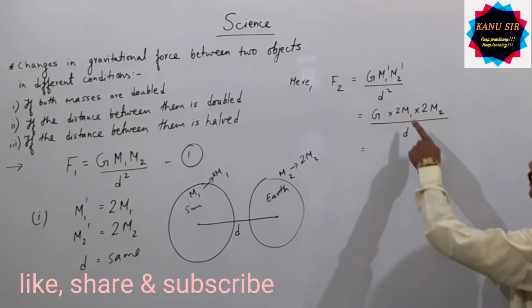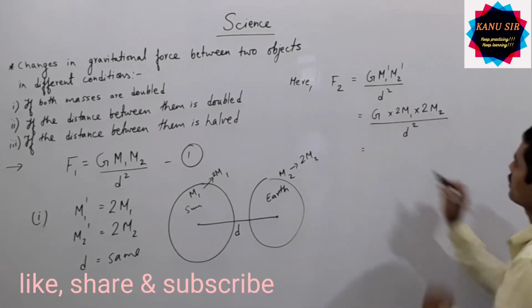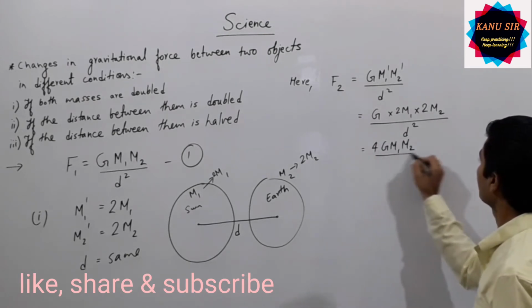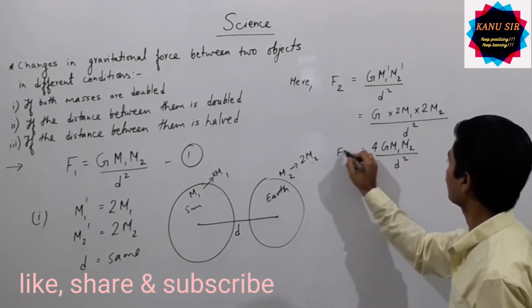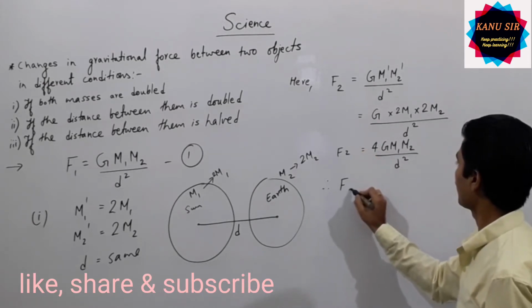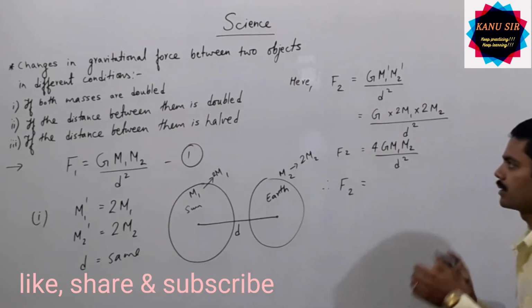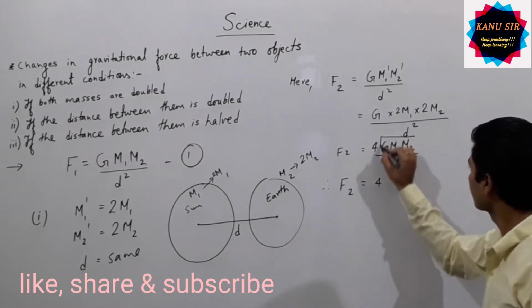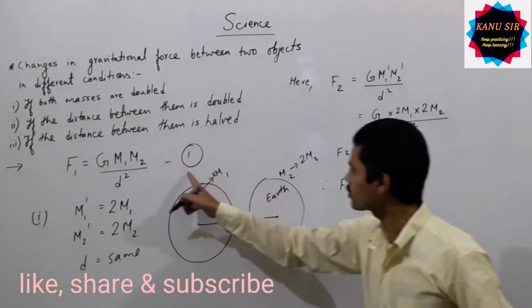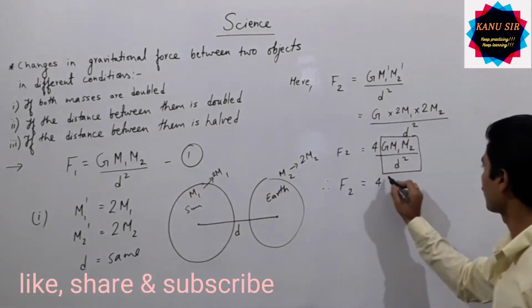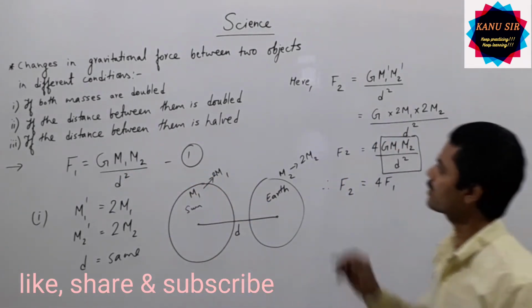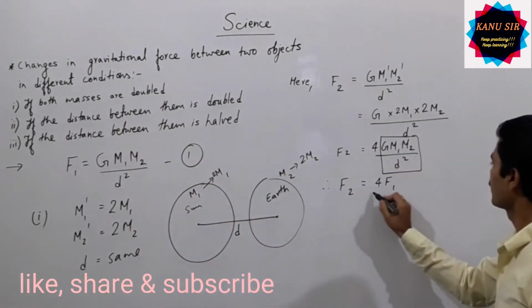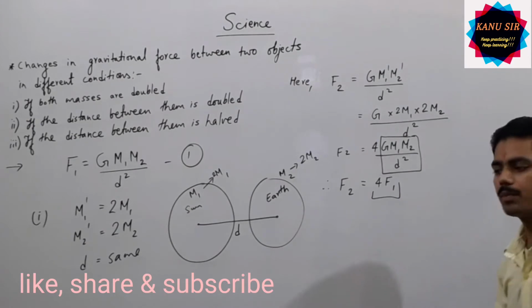So you can simply multiply the numbers here. 2 times 2 is 4, G m1 m2 upon d square, that is F2. So we come to know that the new force between these two heavenly bodies is 4 times the previous force, which is condition 1. So what happens if both masses are doubled? Then the force will be 4 times more than the previous.